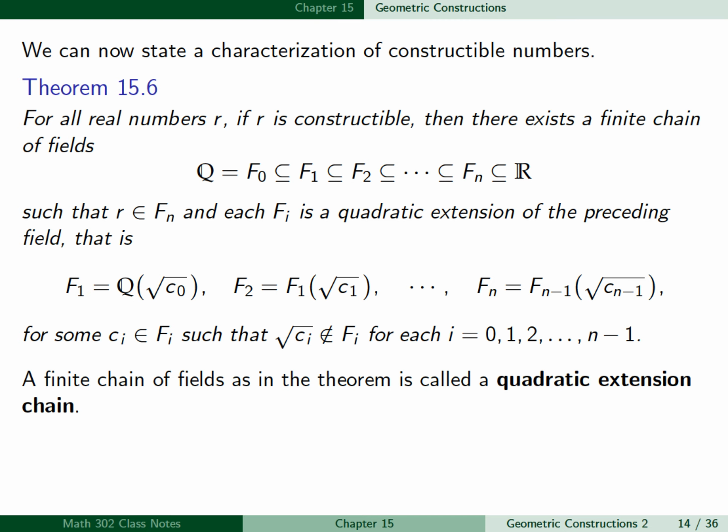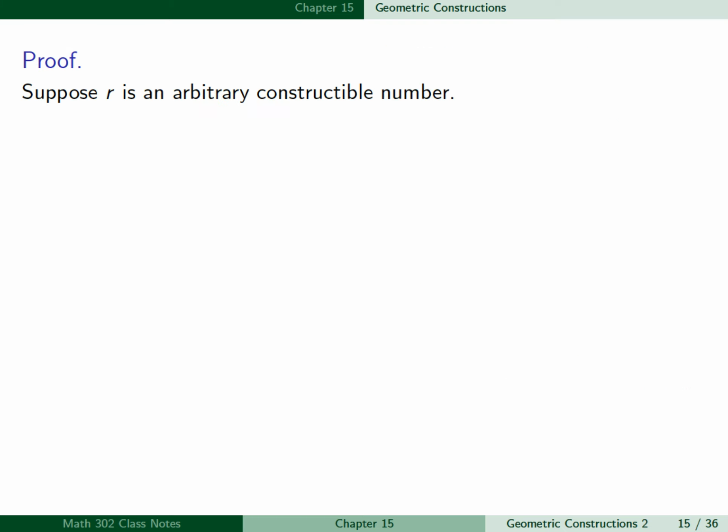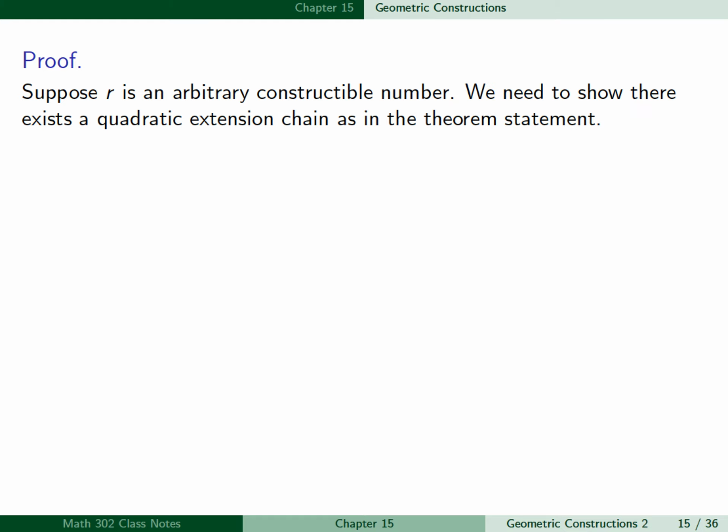A finite chain of fields, as in the theorem, is called a quadratic extension chain. So to prove this, we'll start by supposing R is an arbitrary constructible number. We need to show there exists a quadratic extension chain, as in the theorem statement.